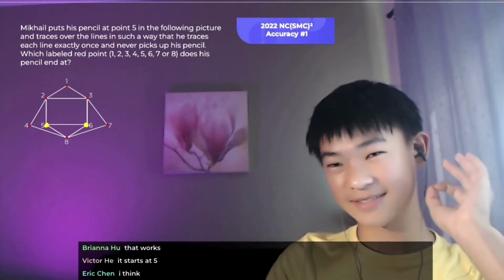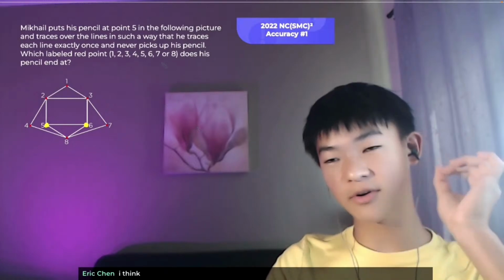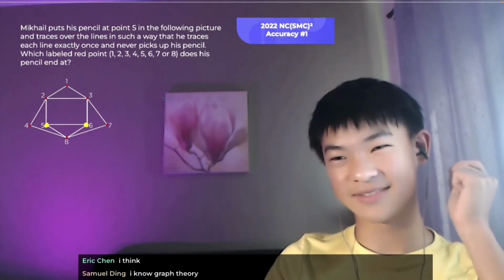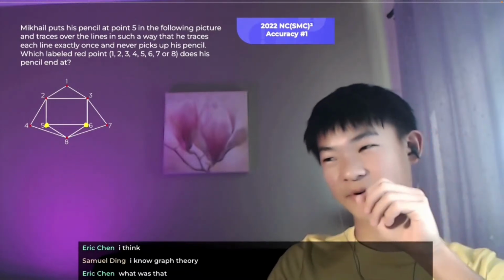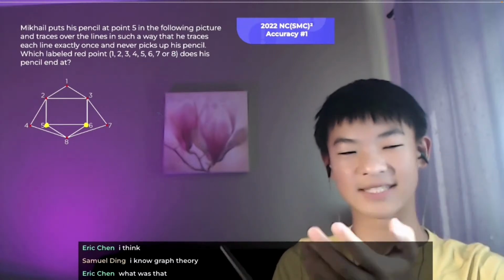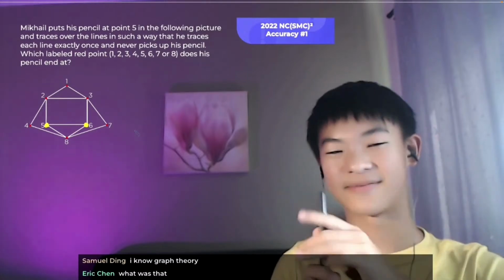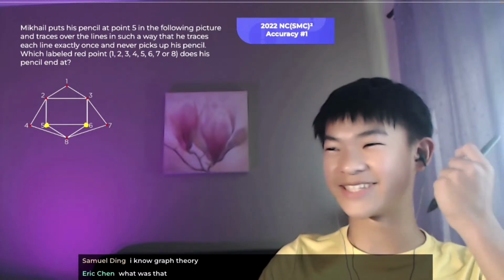Anyways, so graph theory, and here we're just looking at, if we're starting at 5, we're going to have to go to a point and then leave a point. And since we're tracing one line exactly once, that means every point that we go to and then leave must have an even number of lines connecting to it. So that's what Megan means when she says we need an odd number. All right, next question then. And yes, the answer is 6.